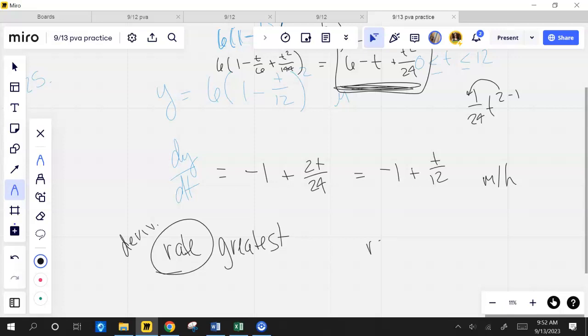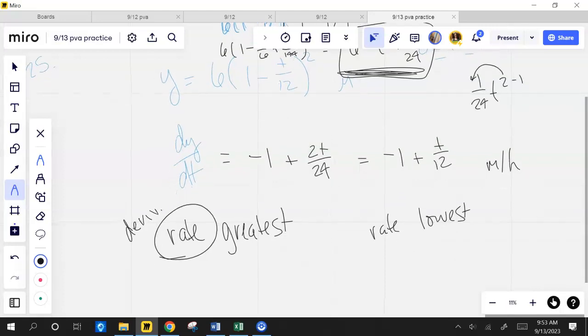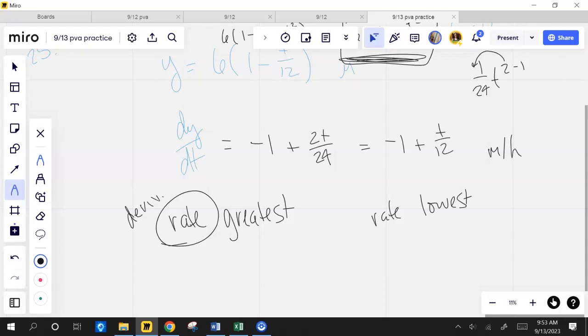And when is the rate the lowest, right? The beginning and the end, right? Since the derivative is a linear function, so when t equals 0 and when t equals 12, right? But that's not all it asked me, because it said, what is that rate? Well, when t is 0, what's the rate?